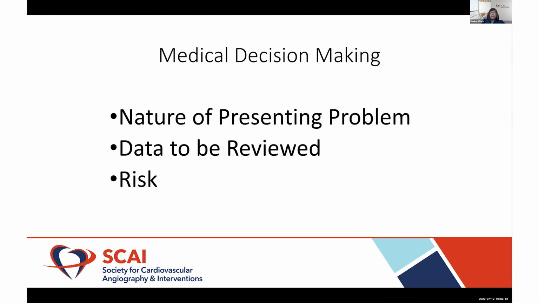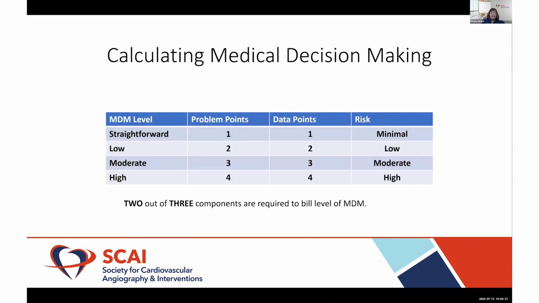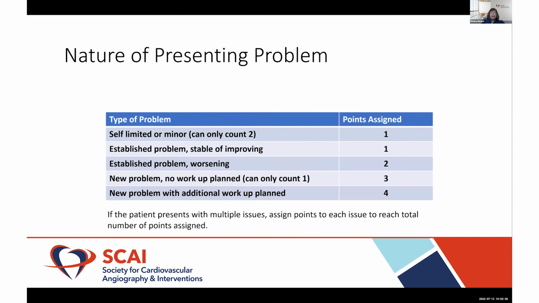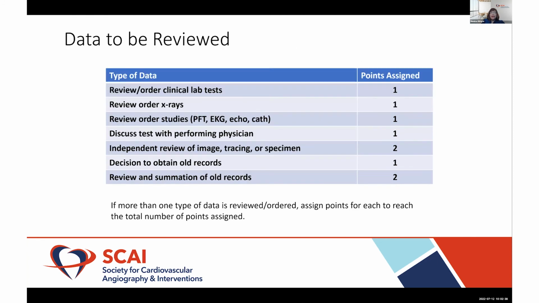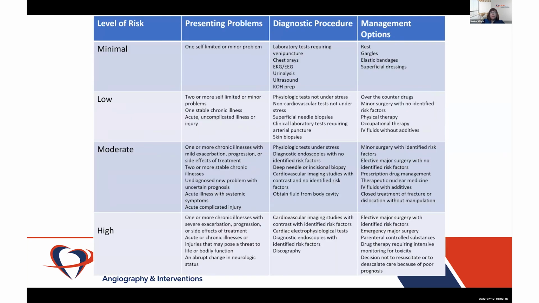Medical decision-making has three components: nature of presenting problem, data to be reviewed, and risk. To reach the level of complexity, 2 out of the 3 components must meet the level. Nature of presenting problem is based on a point system. Points can be added for multiple problems addressed. Data to be reviewed is also calculated on a point system. Risk is calculated using the table of risk. Only one component need be met to reach the complexity level.